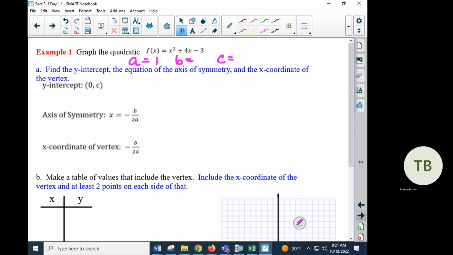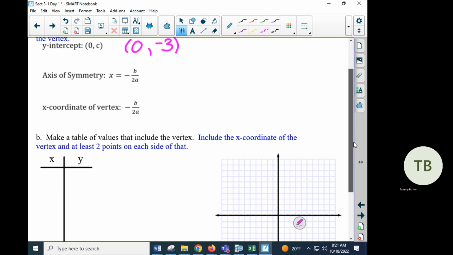Okay, so B is what's in front of your x, and that's 4. And C is the number at the end, it's the constant. And you use the sign with all of these, so that would be -3. Now, this tells you your y-intercept. So right away, one of your answers would be 0, -3.